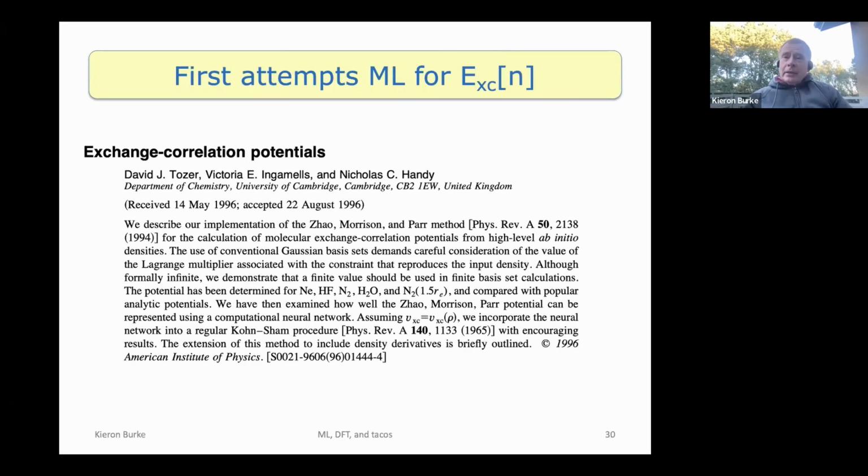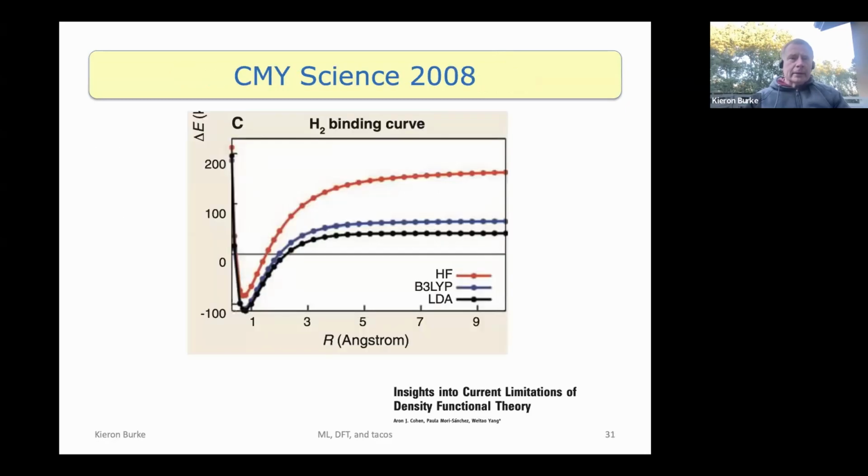Now interestingly, I'd forgotten this, but I remembered a few years ago, the first people to use a neural network to find exchange correlation was actually Nick Handy's group in, look at this, 1996. They were just a little too early, right? This was the first wave of neural nets, which petered out because there wasn't enough computing power to really take advantage of them. And David Tozer and they designed a functional looking at the exchange correlation potential way back then.